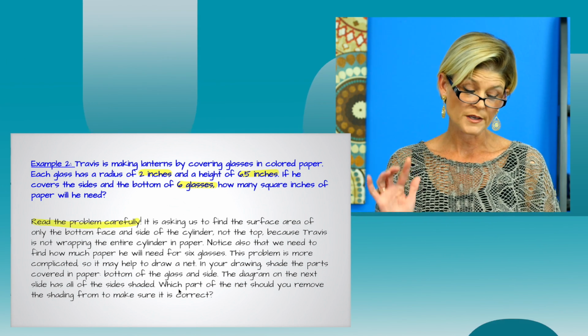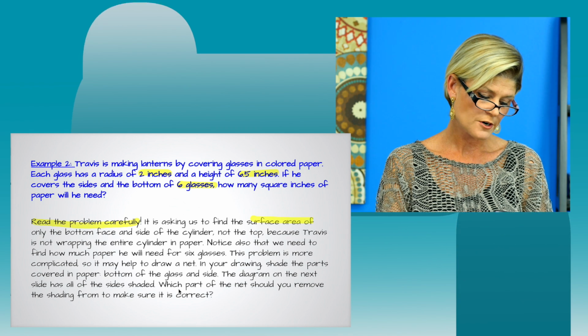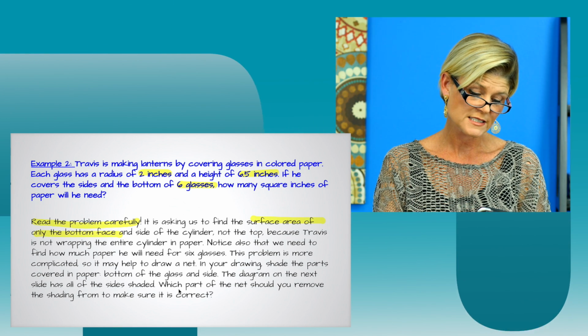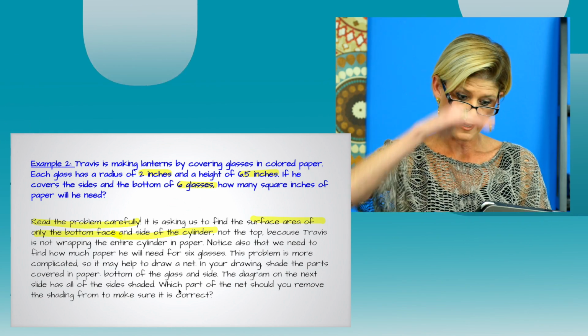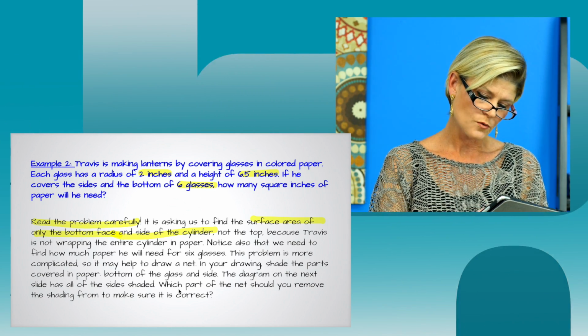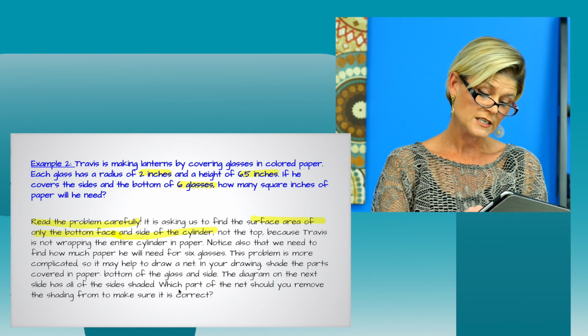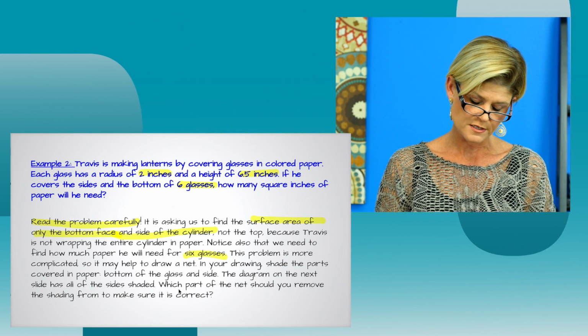Read the problem carefully. It's asking us to find the surface area of only the bottom face and side of the cylinder, not the top. Again, because that's a lantern, you wouldn't want a top on it, okay? So notice that we need to find out how much paper he's going to need for 6 glasses. That's another important piece of this problem.